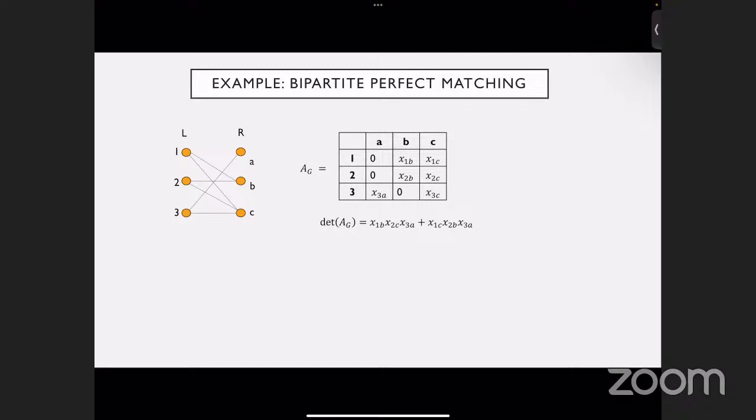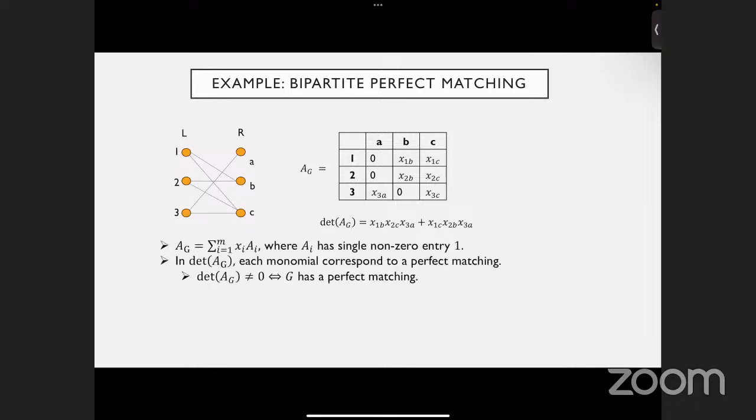Now if we compute the determinant of this matrix AZ, then it turns out to be this polynomial. And if we closely look at this polynomial, then each of the monomials corresponds to a perfect matching in the bipartite graph. So for example, 1b, 2c, and 3a form a perfect matching in the bipartite graph. And here is the corresponding monomial, similar for this other monomial. And there is a one-to-one correspondence between perfect matchings of the bipartite graph and the monomials of this polynomial.